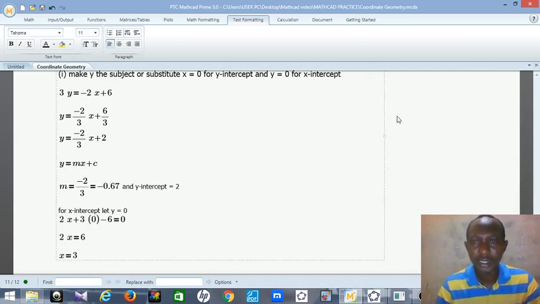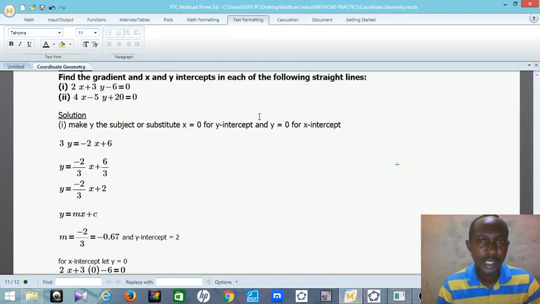So that is all I have for you today. The other example, I'd like you to do it as assignment, this second one. Find the gradient, just make y the subject, then compare with this equation. Coefficient of m is gradient, then c is the constant. You can leave your answer in fraction or in this form.